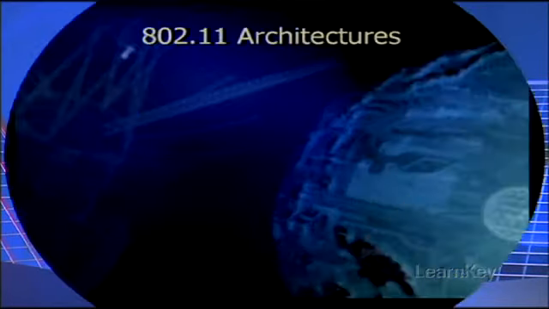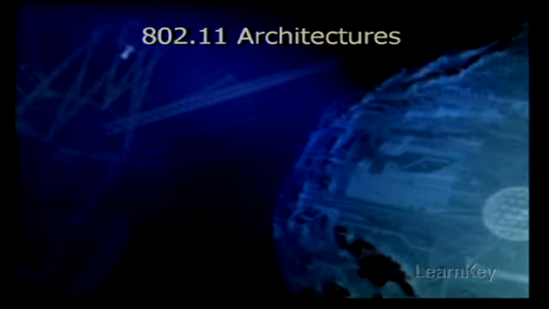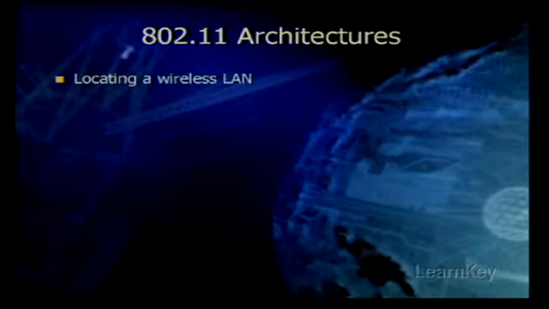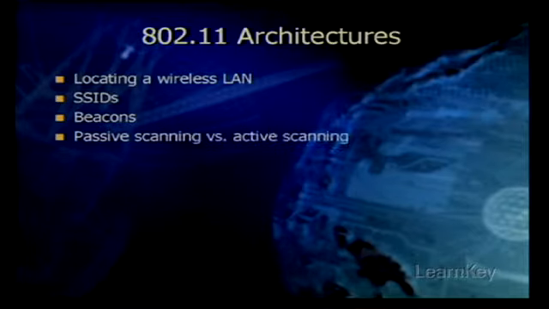Connected to the wireless network. And that's the focus in this area of our discussion. What we're going to do is focus on the 802.11 architectures, which involve first locating a wireless LAN, also identifying what are known as the SSIDs for an access point and how a client uses these, how a client makes use of beacons, which are known as beacon frames, and also the differences between passive scanning and active scanning for clients in a wireless LAN.